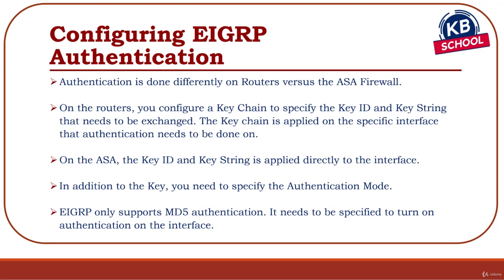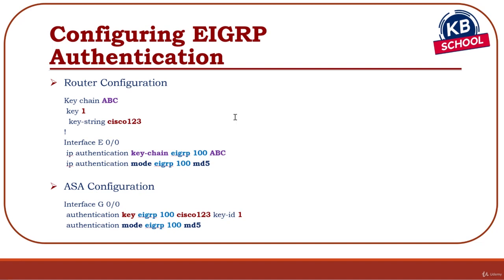On the router, you still need the keychain concept, key ID, key string. On the ASA, key ID and key string is applied to the interface. In addition to the key, you also need to specify the authentication mode. So you still need to put the authentication mode, although it is the only mode. It turns the authentication on the interface by doing that. All right, so let's go ahead and take a look at the configuration commands over here.